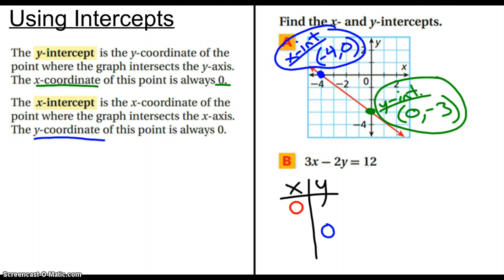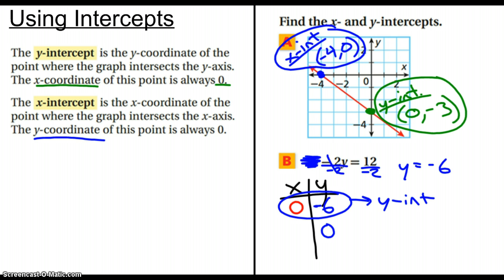So here's what I like to do. If I know that x is 0, 3 times 0 is gone. So this is no longer there. And we're just left with -2y equals 12. Well, if I divide both sides by -2, I'll solve for y, which is -6. So here's my y-intercept. That is where this graph will cross the y-axis at 0, -6.